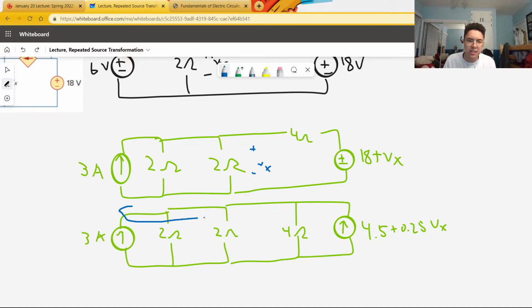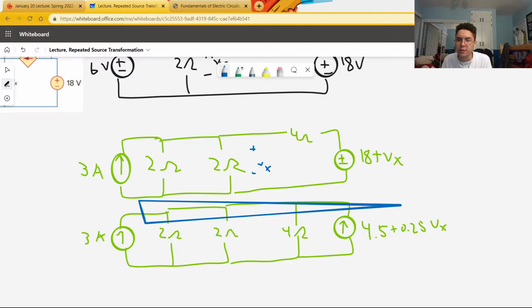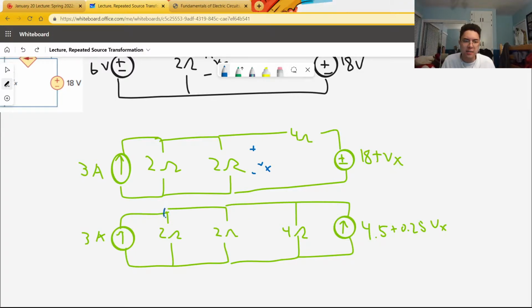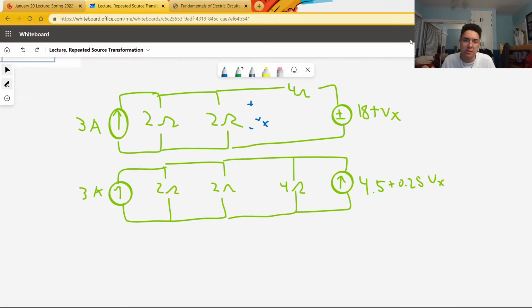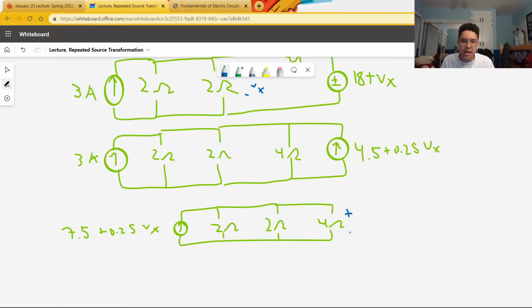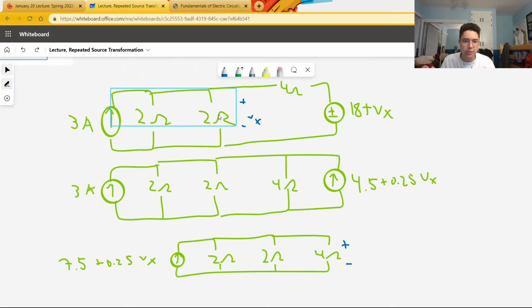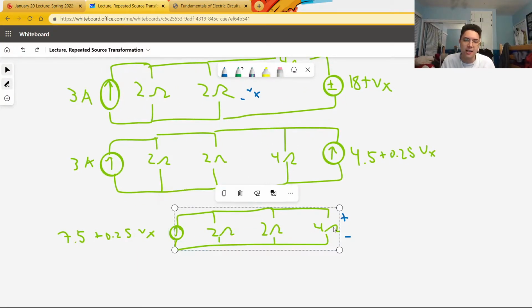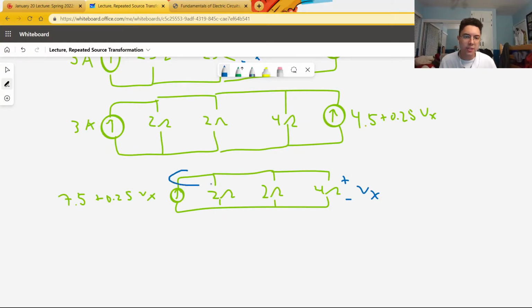Why can we do this? Because this whole thing is one node. Each of these current sources is inputting into this node. Each of these current sources are outputting from this node. Because they input into the same node and output out of the same node, they can be treated as one single current source. Note that the voltage drop Vx is still over any of these resistors. That's the really convenient part. The voltage drop across this 2 ohm resistor is the same as across any of the 2 ohm or 4 ohm resistors.